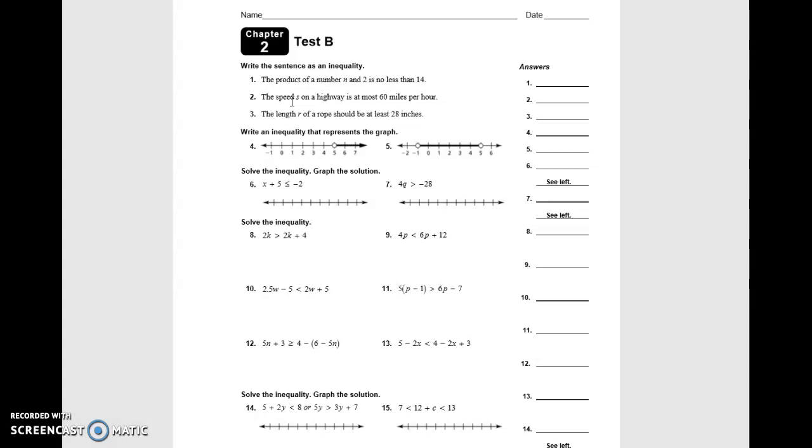Kind of the same for 4 and 5. 4 is going to be a little easier because it's just 1, and then 5 is an and problem, so you're going to have 2 of them there. Make sure you write it correctly like an and problem.